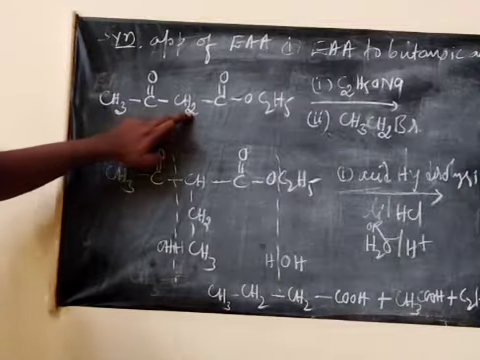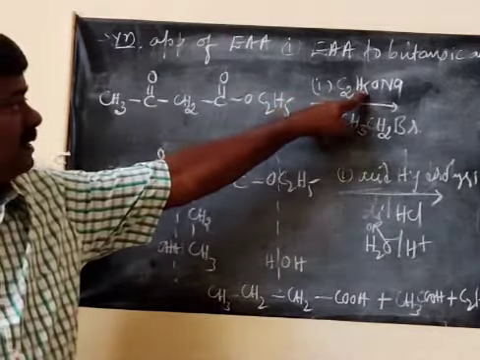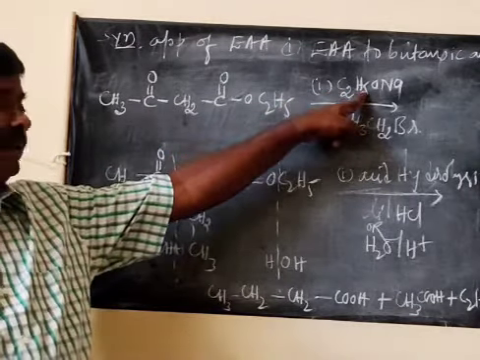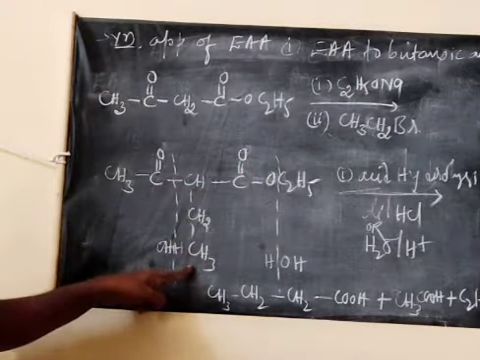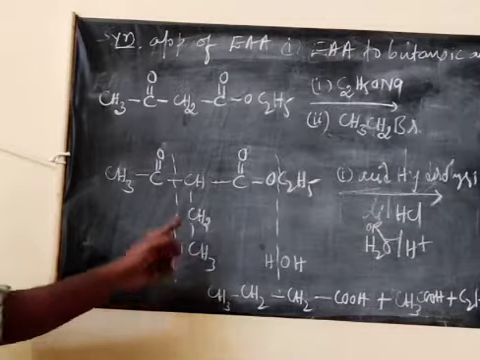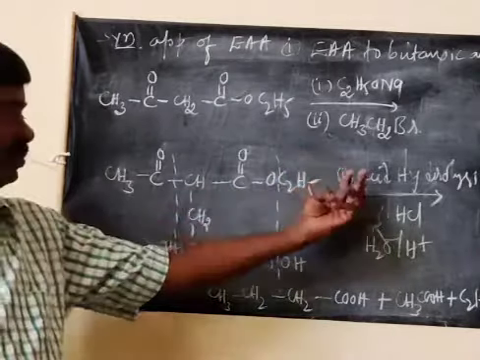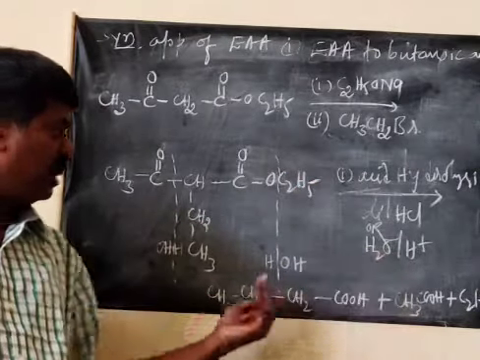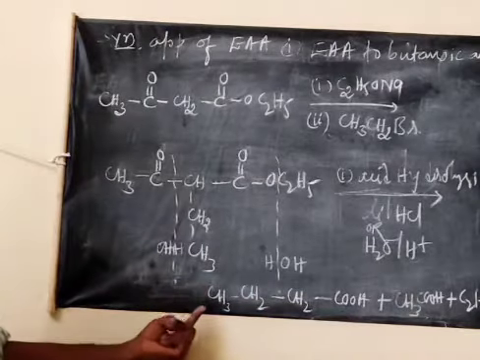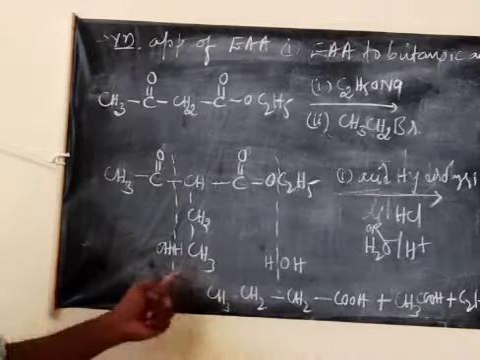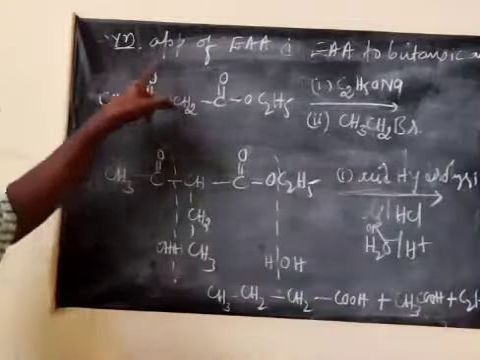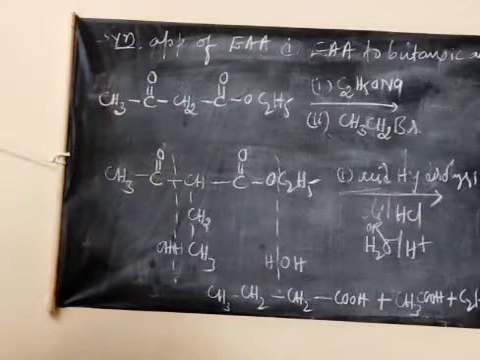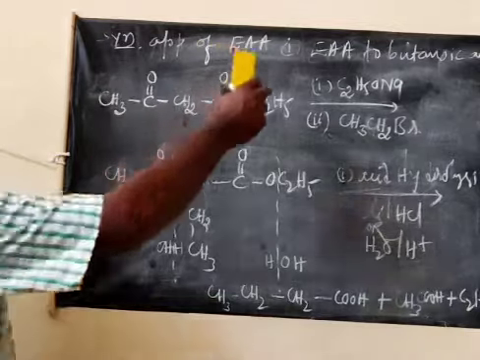Ethyl acetoacetate is first treated with sodium methoxide followed by ethyl bromide, so this intermediate is formed. On acid hydrolysis of this intermediate, two molecules of water are used, forming butanoic acid, acetic acid and ethyl alcohol. So this is about the conversion of ethyl acetoacetate to butanoic acid.